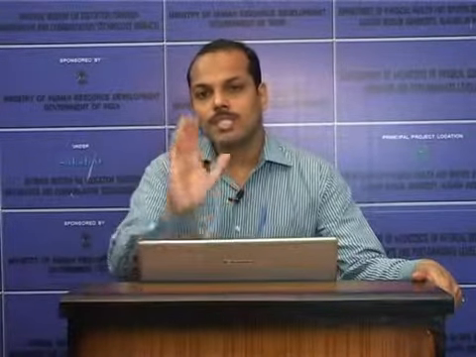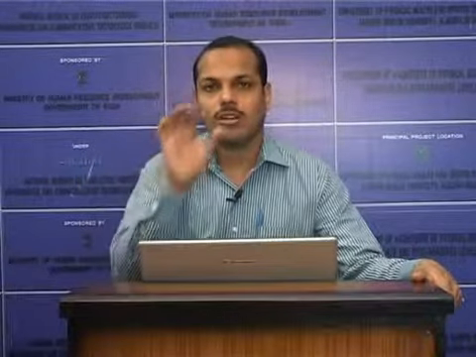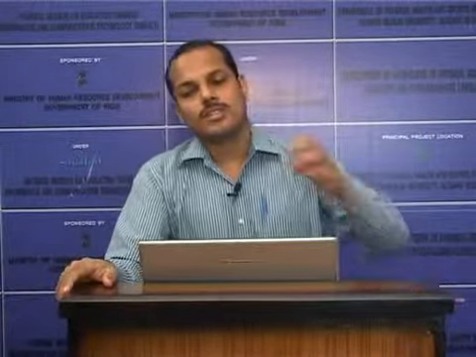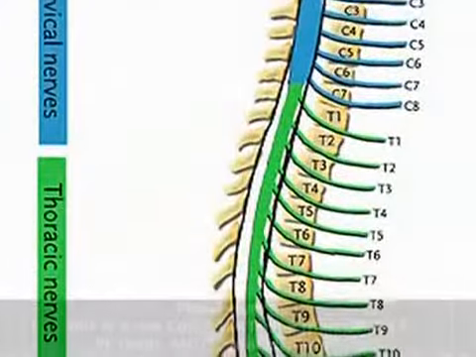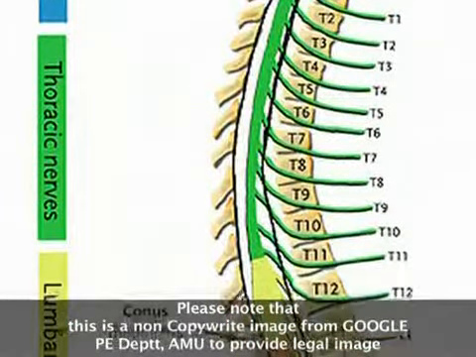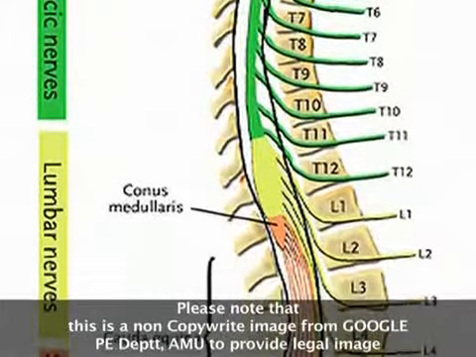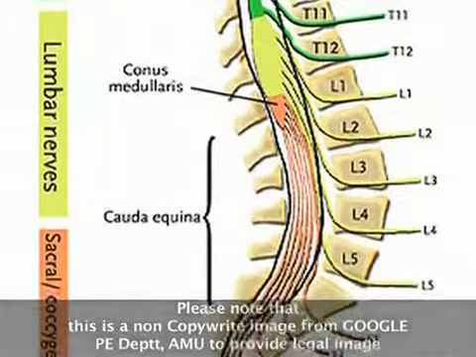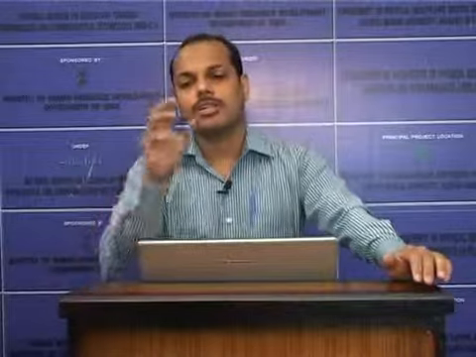Now, the peripheral nervous system. The nervous system which is outside the brain and spinal cord is called the peripheral nervous system. It consists of spinal nerves and cranial nerves. There are 31 spinal nerves, and they carry information from and to the spinal cord. And there are 12 cranial nerves, which carry information from and to the brain.